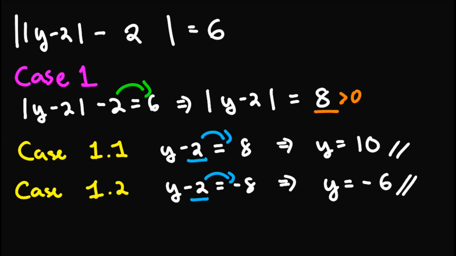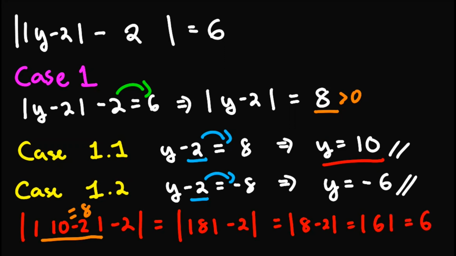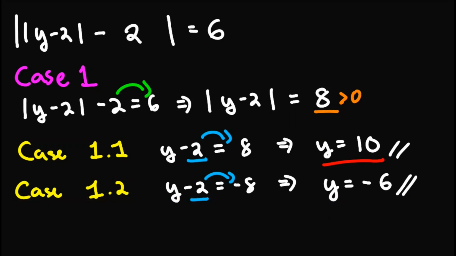So observe that if we plug in y equals 10, we'll have the absolute value of 10 minus 2 out here. This one out here will be equal to 8. So we've got the absolute value of 8 minus 2, or the absolute value of 6, or simply 6. So it matches our value in our original equation. So y equals 10 is a solution to this.